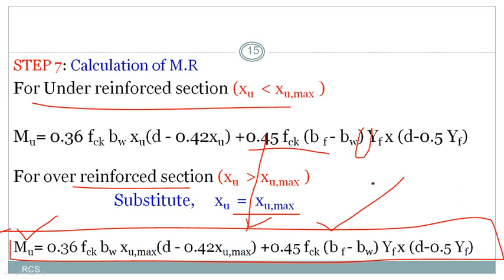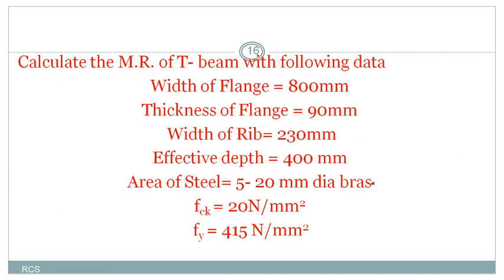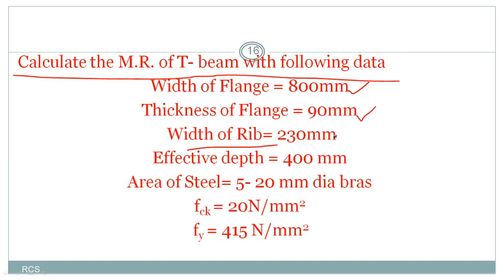Okay, so this is all for the concept of today's lecture. Then we'll solve one problem on this concept. So what is that? Calculate the moment of resistance of a T-beam with the following data. He has given the width of the flange as 800 mm, thickness of flange 90 mm, width of the rib, that is the web, 230 mm, effective depth 400 mm, area of steel provided 5 bars of 20 mm diameter, and M20 grade of concrete given.